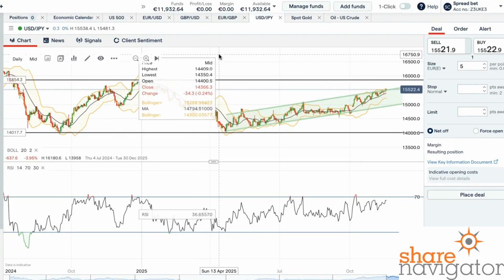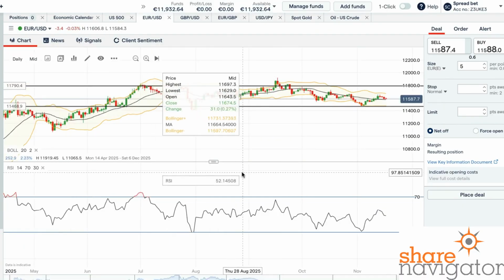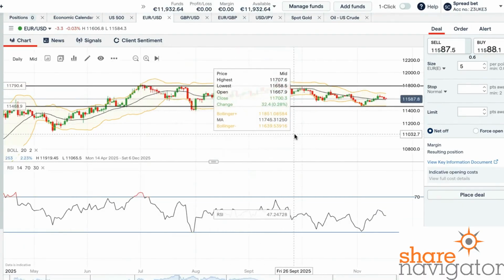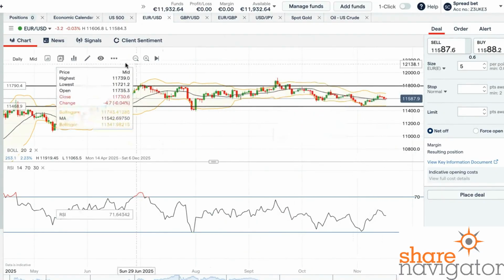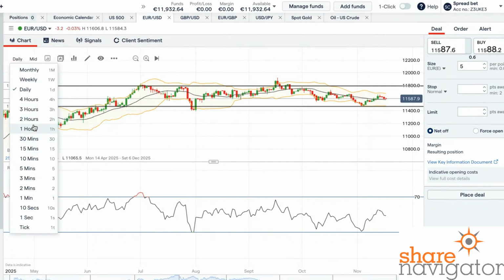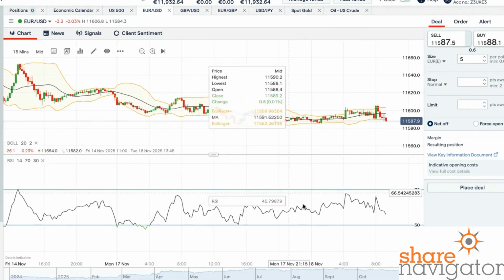Okay, so let's start off with the euro dollar. We know that it's a sideways trend, and we can trade this in either direction, short or long. Now we move into our 15-minute chart. It's pretty much the same as yesterday. We wait for it to get above 70 or below 30.